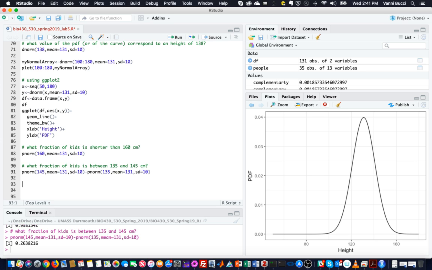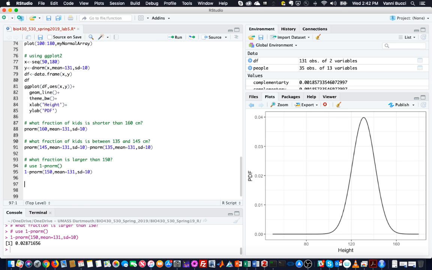Okay. Finally, what fraction is larger than 150? So remember, pnorm gives you from minus infinity to the value. We want the complement, right? So we use 1 minus pnorm. And so we do this: 1 minus pnorm 150, comma, mean equal to 131, SD equal to 10, and basically almost only 3% is gonna be higher than 150.